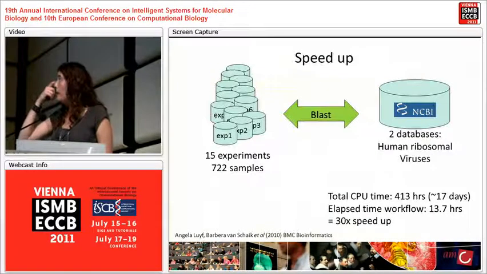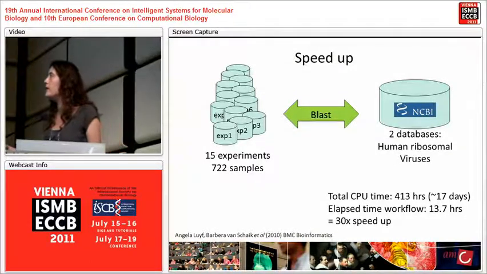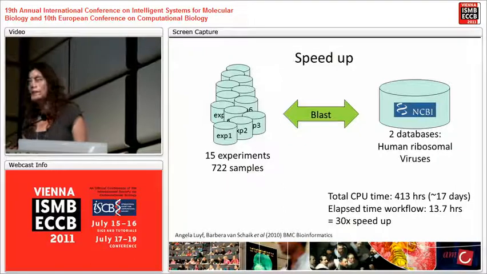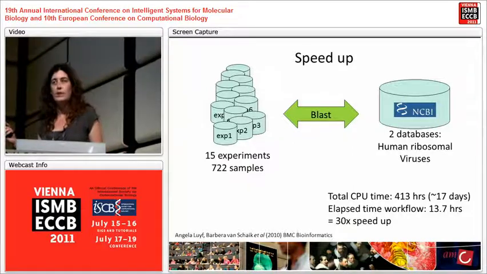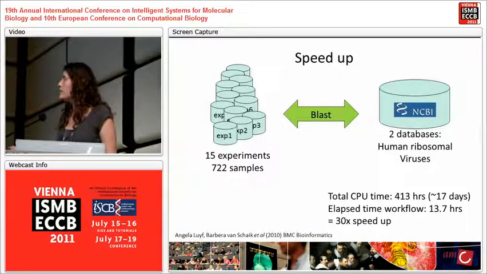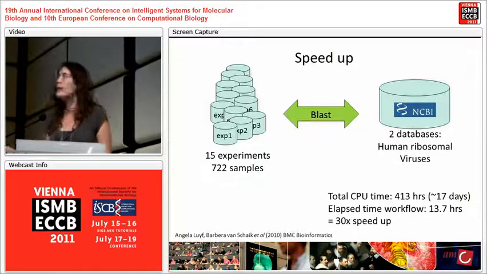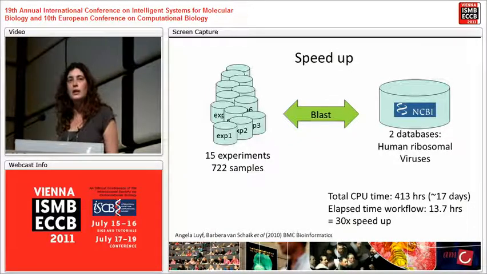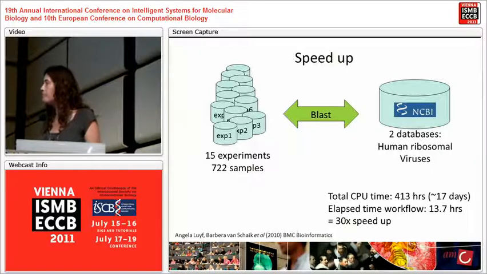As a result, for the speed up for this pilot project, we have compared 15 experiments at once against 2 sections of the GenBank database. So ribosomal sequences and the viral section of GenBank. The total CPU time was about 17 days. But the workflow runtime, because these were all processed in parallel, was about 14 hours. So it's about a 30 times speed up.